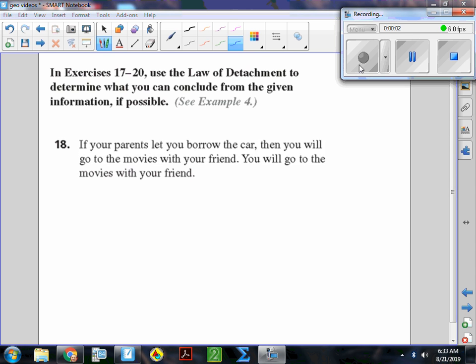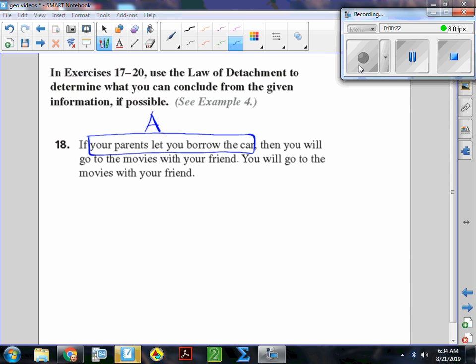Okay, this is number 18. Use the law of detachment to determine what you can conclude from the given information if possible. The first statement says, if your parents let you borrow the car, then you will go to the movies with your friend. So the very first part, your parents let you borrow the car, that's the hypothesis. Call that A.